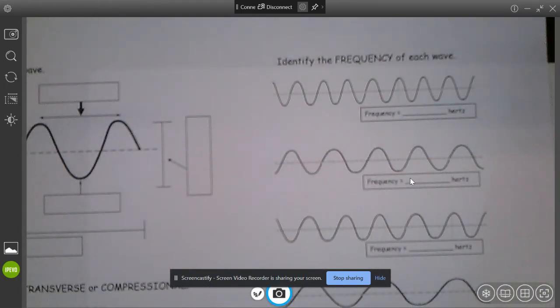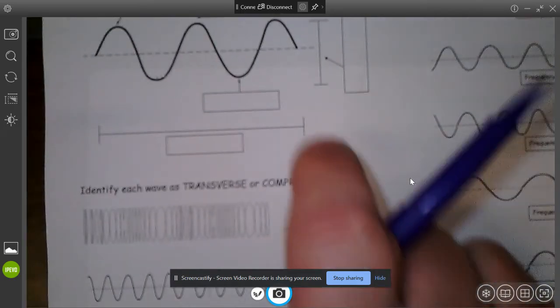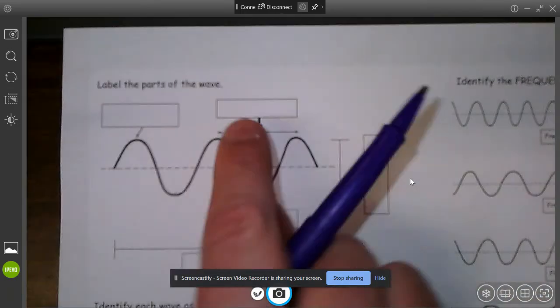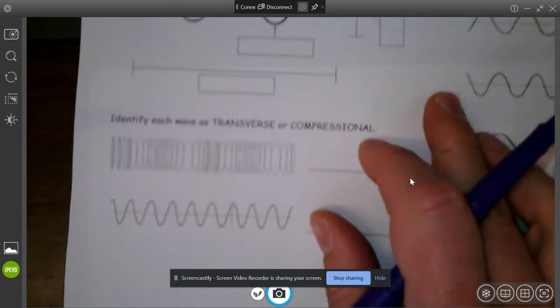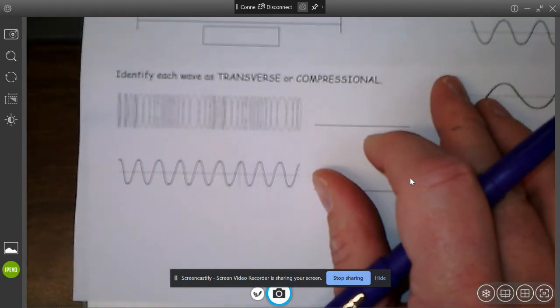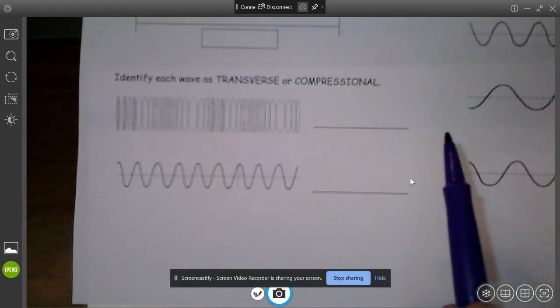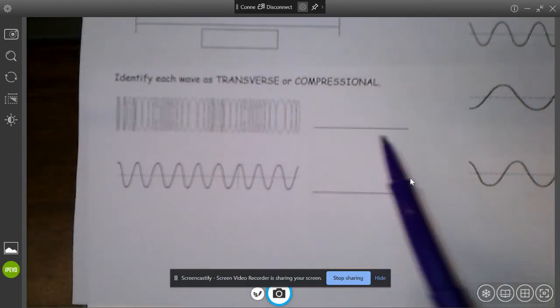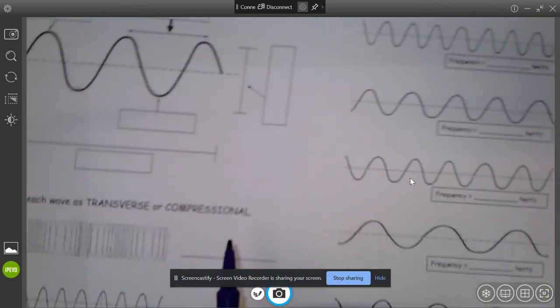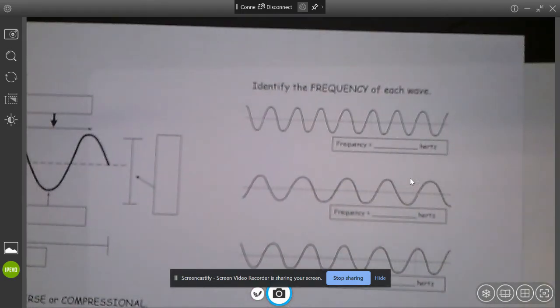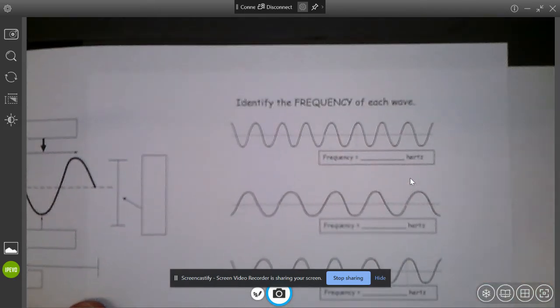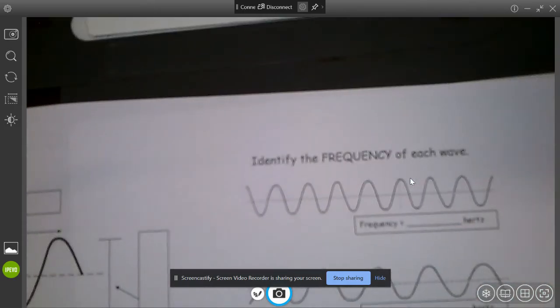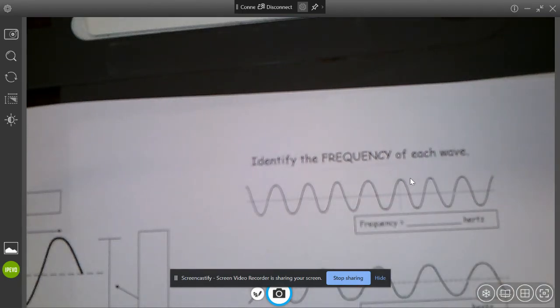Okay, so when we look at frequency, first of all, when you look at this side, you're just labeling the wave like we did on the first sheet. And down here, you're labeling these as transverse or compressional. You're not labeling them as light and sound. You're using the words transverse, compressional. Use your notes. Now, this is what I want to show you real quick about frequency. When you're measuring the frequency of a wave, you're basically measuring how many wavelengths there are. So when you see the word frequency, you're measuring how many wavelengths.